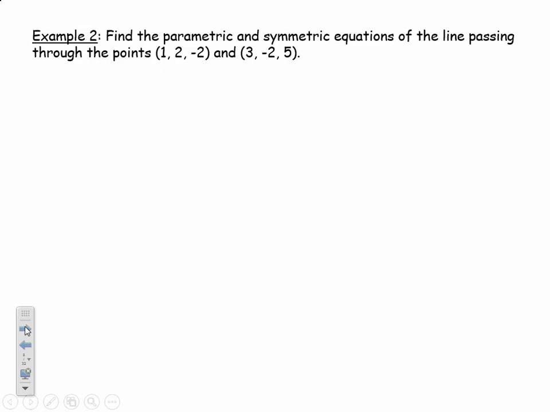Could we find the direction vector? Yes. Now, does it matter in which order we find the direction vector? No. Okay? Because a vector and its opposite are still parallel. So it's not going to matter.